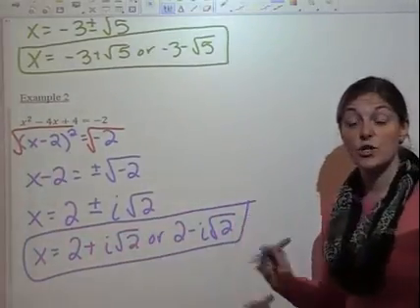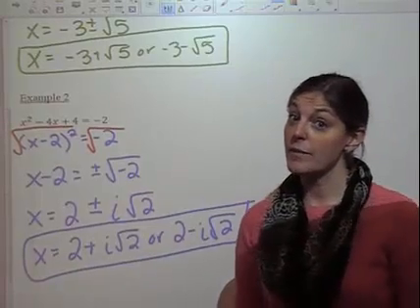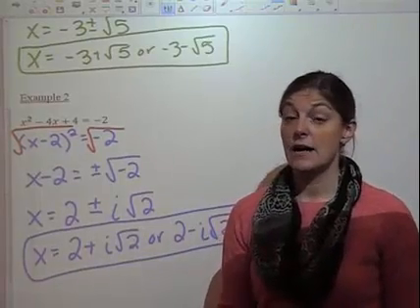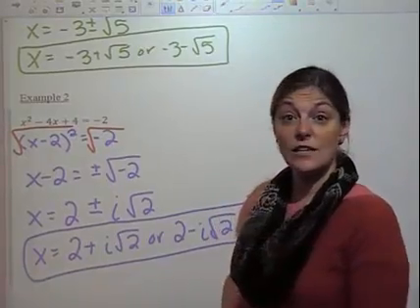So you should always have 2 answers whenever you have an x squared. Now those 2 answers might be the same, they might be different. Regardless, you have 2 answers. All right, so let's take a look at example 3.